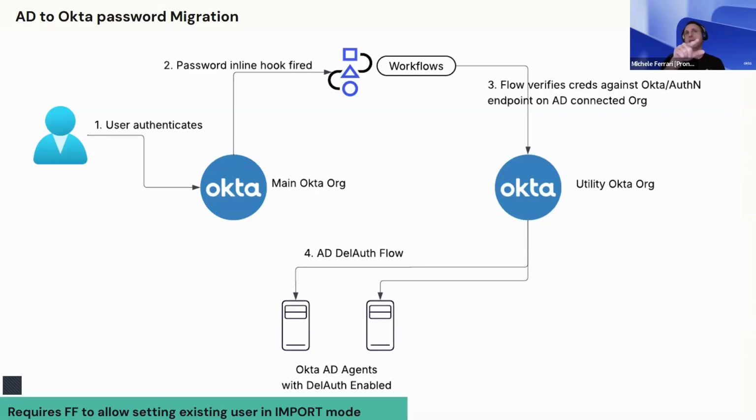And the flow will be: the user tries to authenticate to the main org. Okta doesn't know the password, but the user has been set in password inline hook, so it's going to call Workflow. Workflow is going to pass the username and password to the other Okta org API, which will verify the user in Active Directory. As a result of the verification, the Workflow will return a success to the main Okta org, and the main Okta org will say, okay, so this is the password, so I'm going to save it. From now on, I have a password to verify the user.